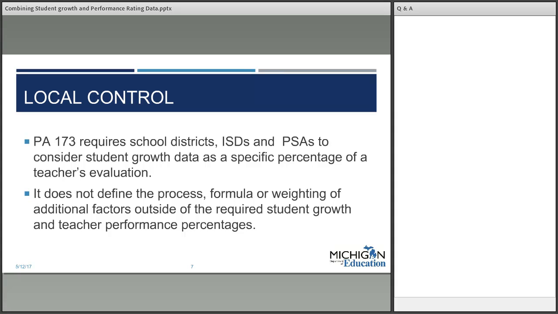So as a result, school districts, ISDs, and PSAs have discretion regarding the weight to give a teacher's performance and the criteria listed in Section 1248. That being said, we do feel that it's in everyone's best interest if your protocols, processes, and assumptions are applied consistently and transparently across all schools in your district and ultimately formalized through board policy and delineated clearly through administrative guidance.